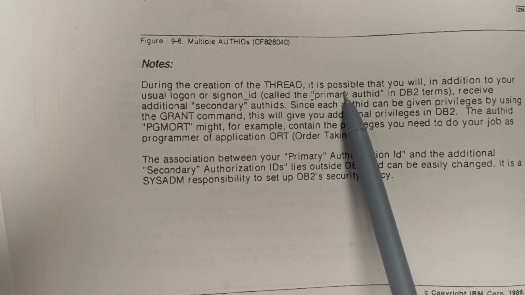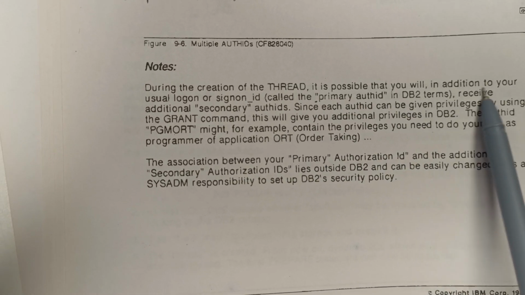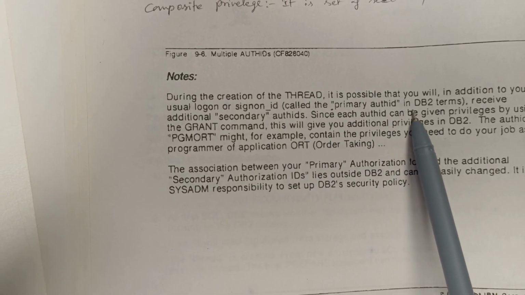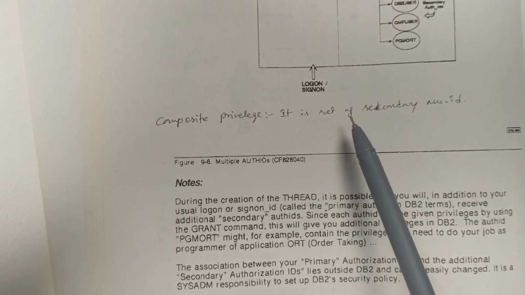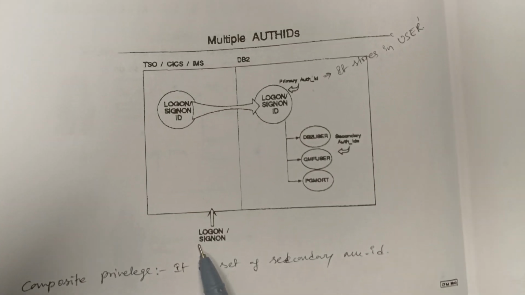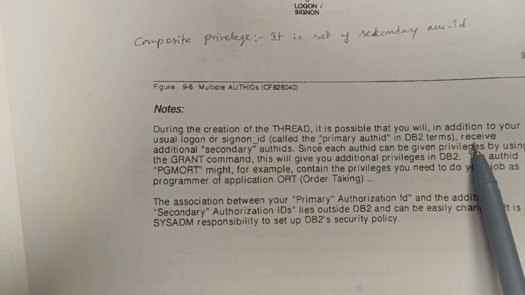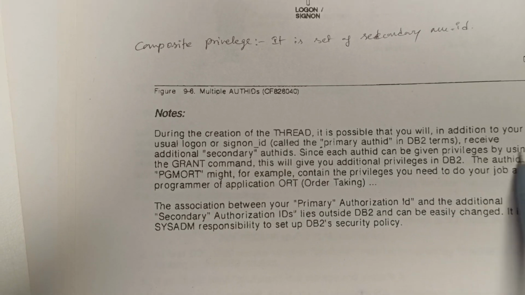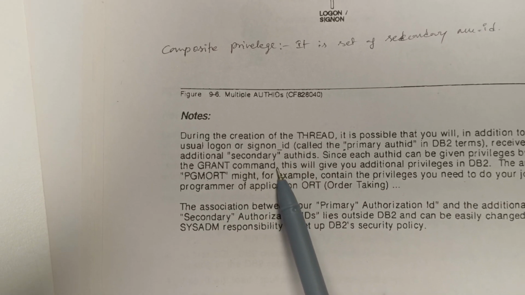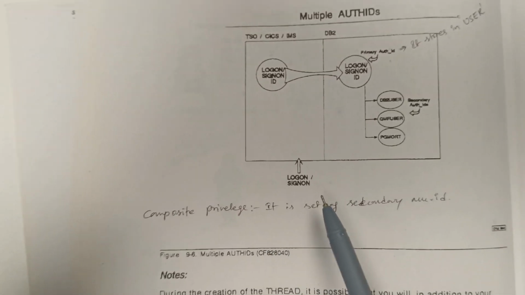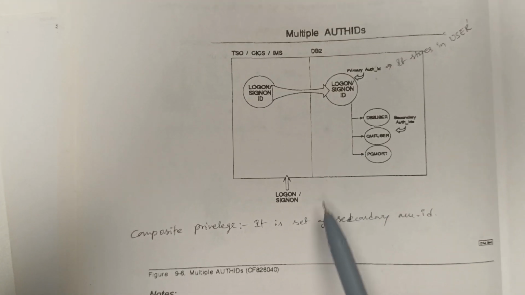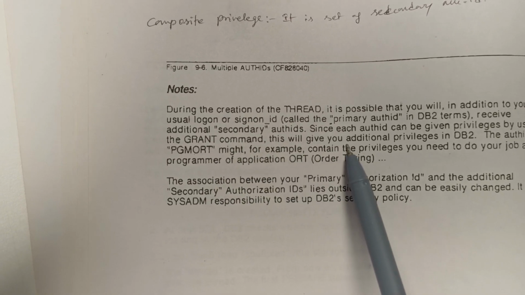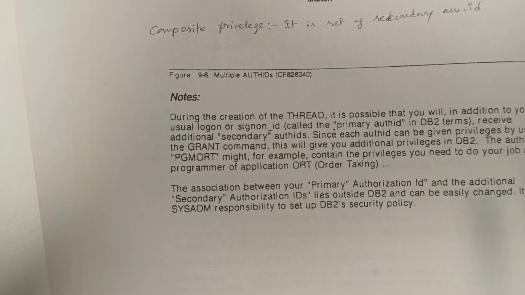It is possible that, in addition to your user logon sign-on ID, called the primary authorization ID in DB2 terms, you will have additional IDs. The logon ID, which is the primary authorization ID, receives additional secondary authorization IDs, since each authorization ID can be given privileges by using the grant command. If you are giving more than one user ID, even the secondary user ID should be given access using the grant command only. This will give additional privileges in DB2.